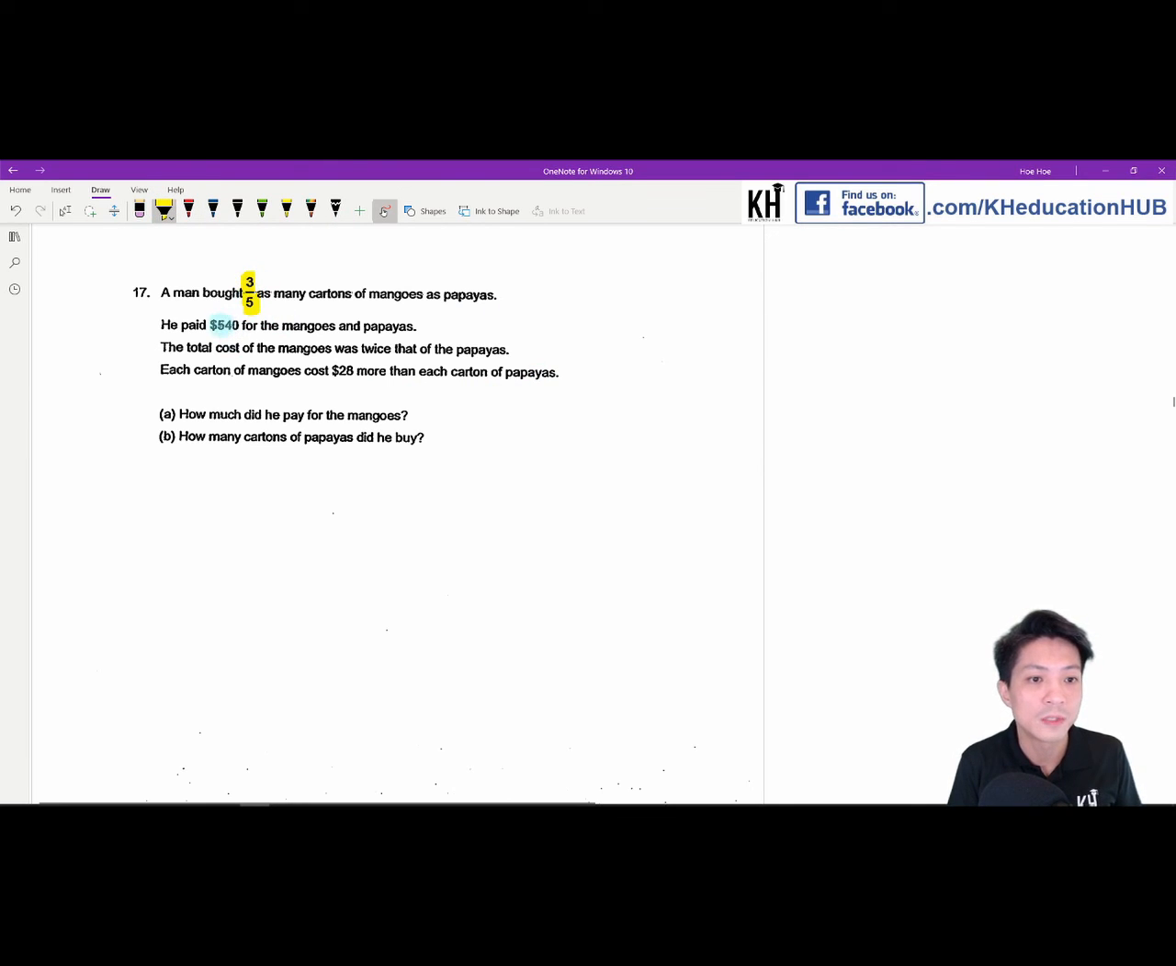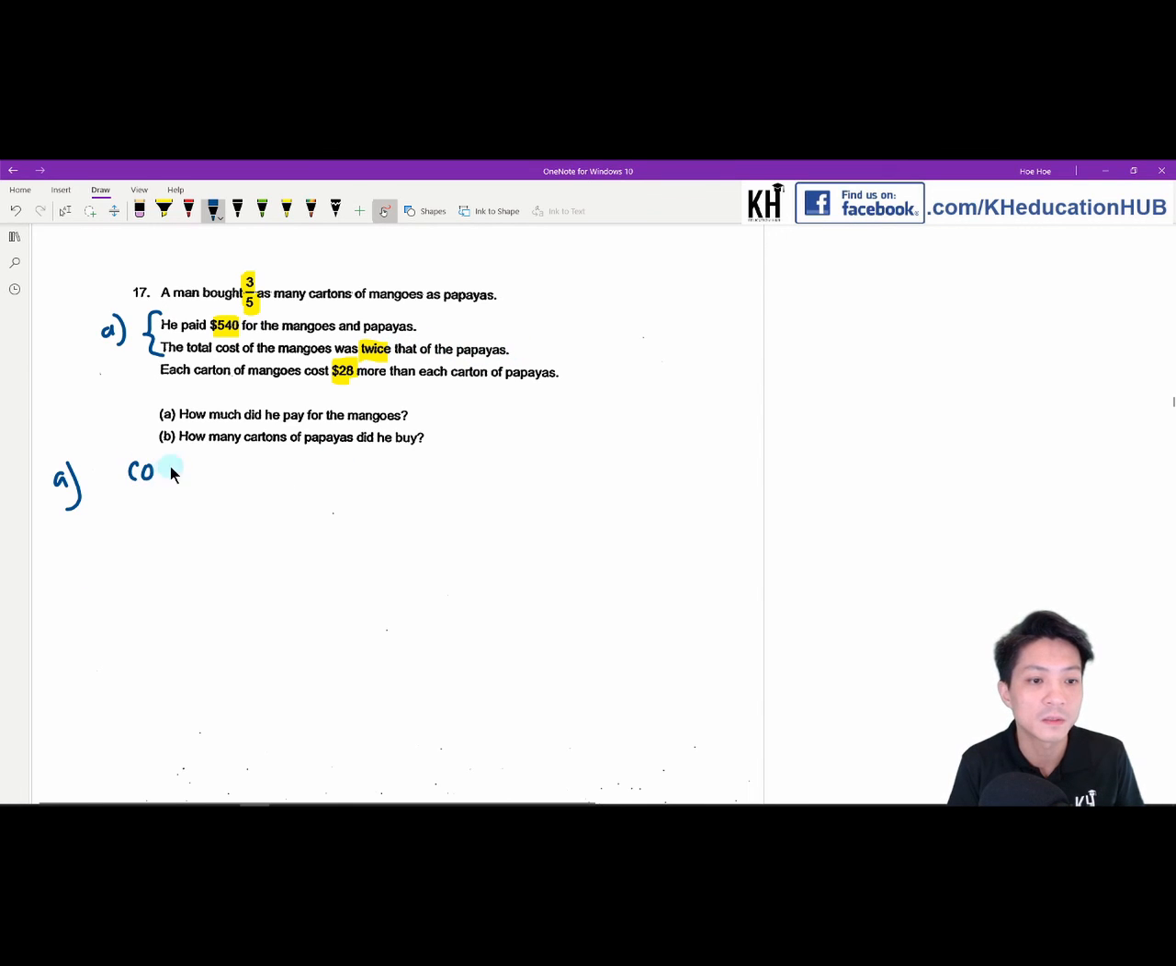Okay, so this type of question looks like the number of items and the cost of each item. And the word twice here is gonna be important also. So for part A, they're asking you to find how much did he pay for the mangoes. That will come from these two sentences here. He paid $540 for the mangoes and papaya. The total cost of the mangoes was twice that of papaya.